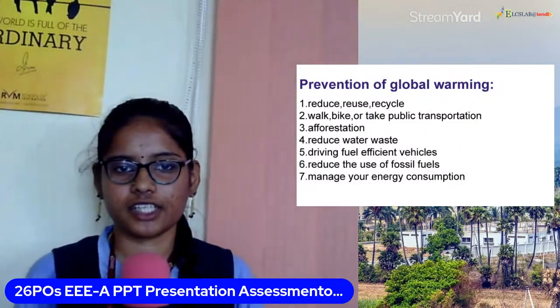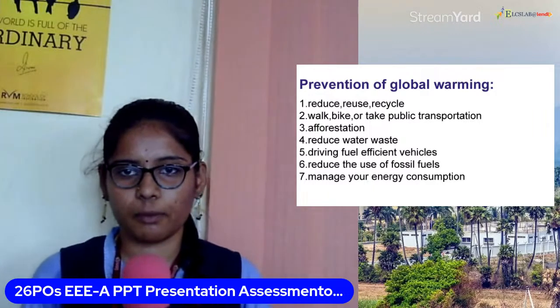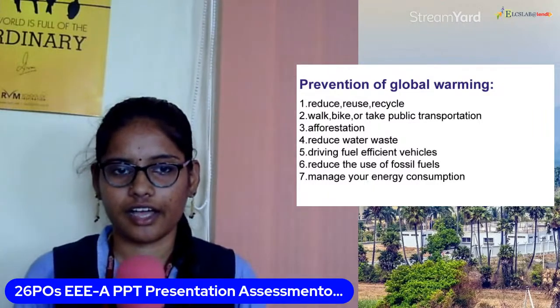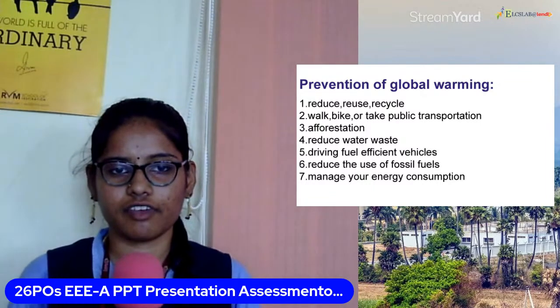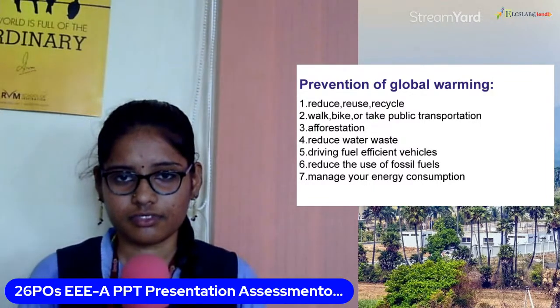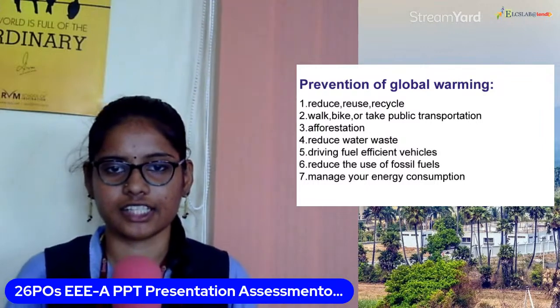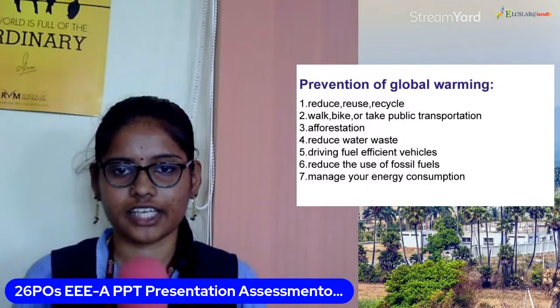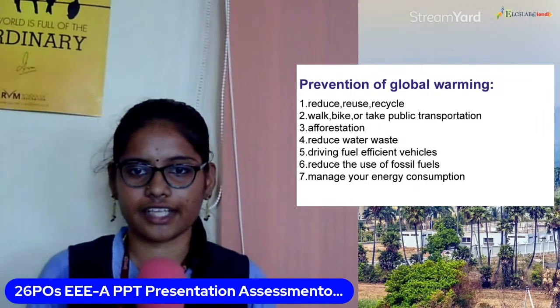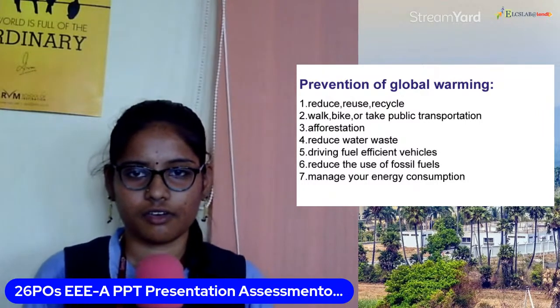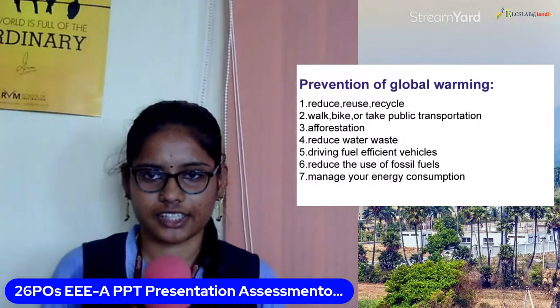Some prevention methods to protect our environment from global warming: planting more trees, that is afforestation, using fuel-efficient vehicles, reduce, reuse, recycle, reducing the use of fossil fuels, managing your energy consumption, using public transportation, etc.